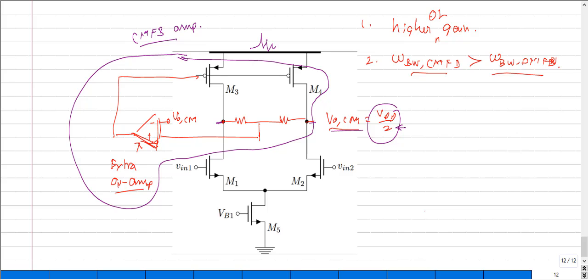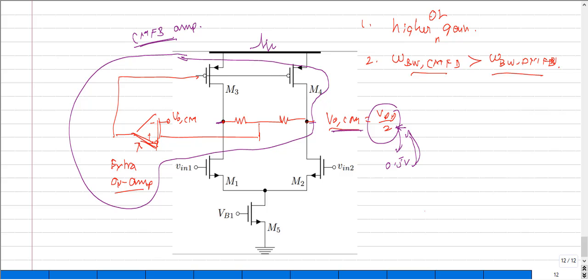So when the bandwidth of this common mode feedback amplifier is very narrow, any spike would disturb my common mode output voltage and move it away from this value, say for example from this voltage down to 0.5 or something. Then this feedback would start working, trying to bring my potential back from 0.5 volt to VDD by 2. But the amount of time it takes to get back to this value would be very large.